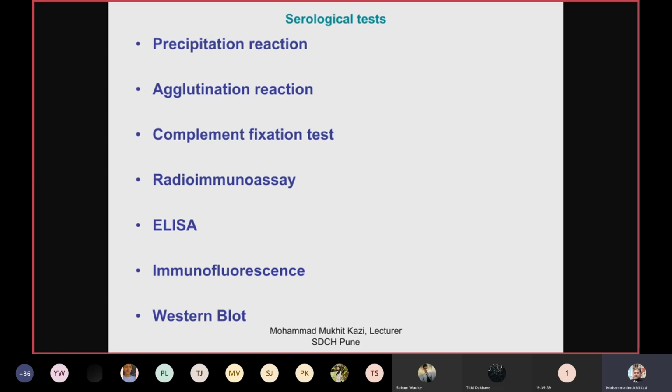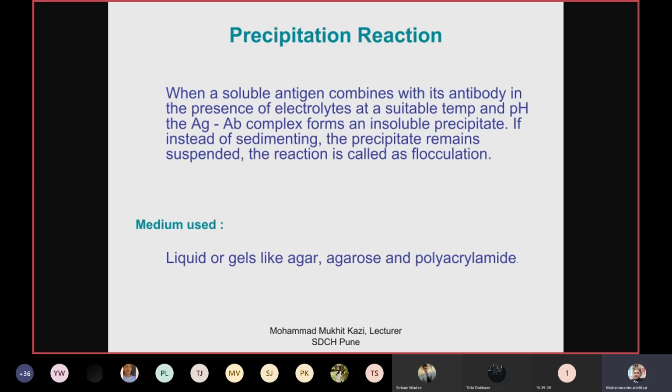Western blot is done in medium types of laboratories where ELISA is available, and you want to confirm the result, you can confirm with the Western blot. Mainly it was done for HIV. Now you can do Western blot testing for various antigens also. Now we'll start with one of the important reactions, that is the precipitation reaction.